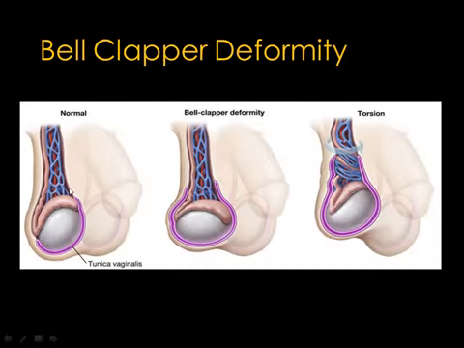Normally the testis and epididymis are surrounded by tunica vaginalis, except the bare area where they are attached to the posterior scrotal wall. The bell-clapper deformity occurs when the tunica vaginalis completely surrounds the testis, epididymis, and distal spermatic cord, allowing them to move and rotate freely within the scrotum. This movement is like that of the clapper inside the bell.